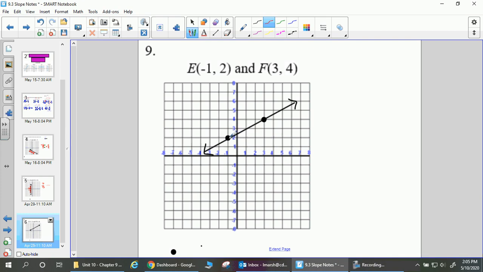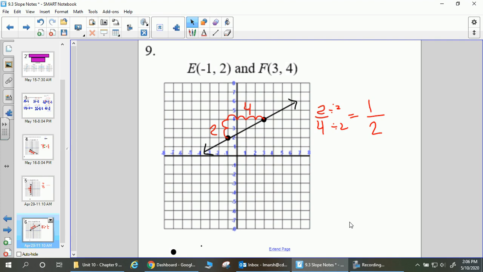And so I'm going to start here. In this case, I have to count up. So 1, 2 spots up. Then I'm going 1, 2, 3, 4 spots over. So rise over run. These can divide by 2. And so I get a slope of +1/2.